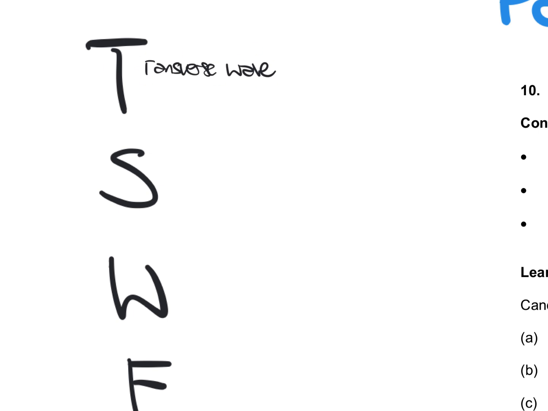Second thing, S. S stands for the speed of all of these waves. Every single one has the same speed, the speed of light, especially when moving inside a vacuum. And what is that speed of light? Please remember the speed of light is 3 times 10 to the power of 8 meters per second. Every single one of them moves at the exact same speed in vacuum, 3 times 10 to the power of 8 meters per second, all at the speed of light.